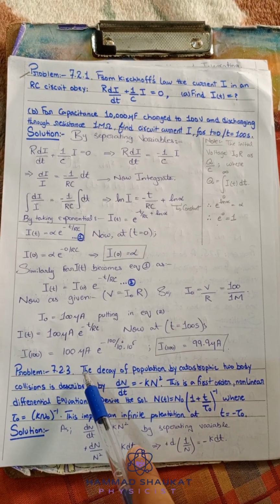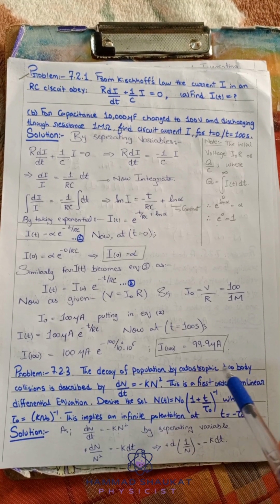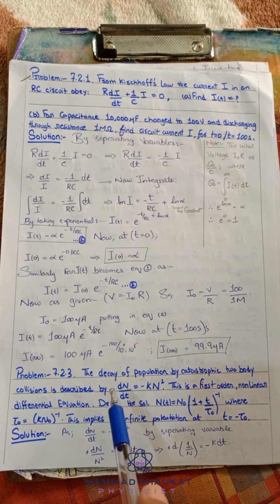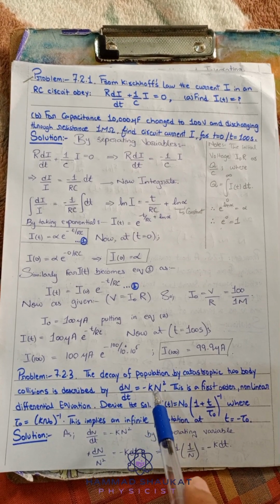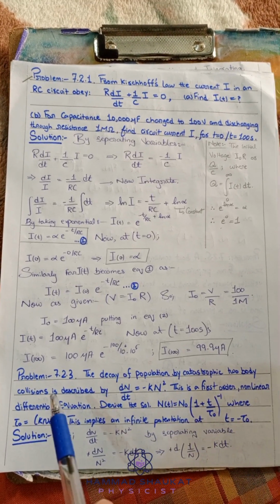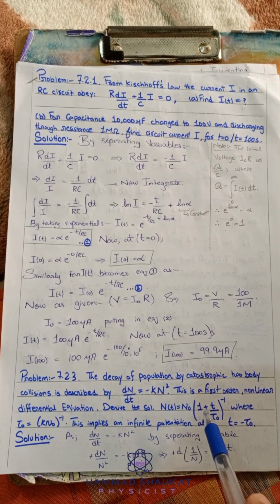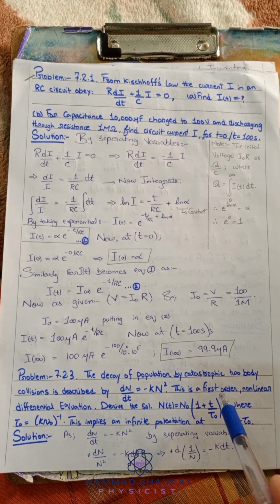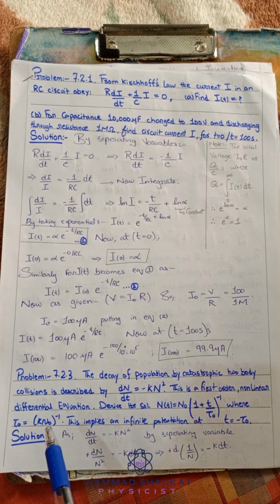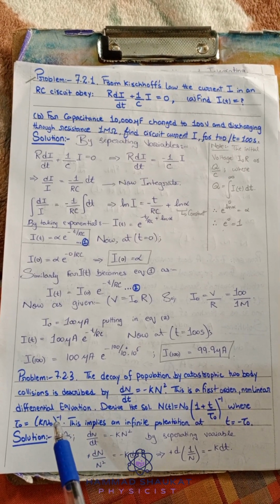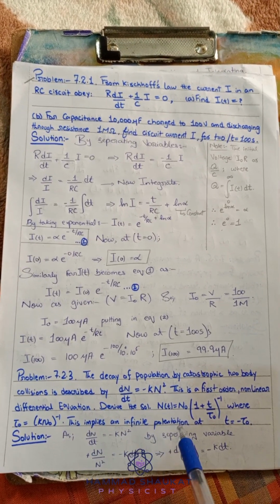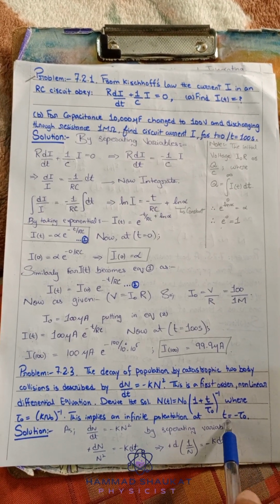The statement is: the decay of population by catastrophic two-body collisions is described by dn by dt equals minus k n squared. This is a first order non-linear differential equation. Derive the solution n(t) equals n naught times (1 plus t by tau naught) power minus 1, where tau naught equals k n naught power minus 1. This implies an infinite potential as t equals minus tau naught.